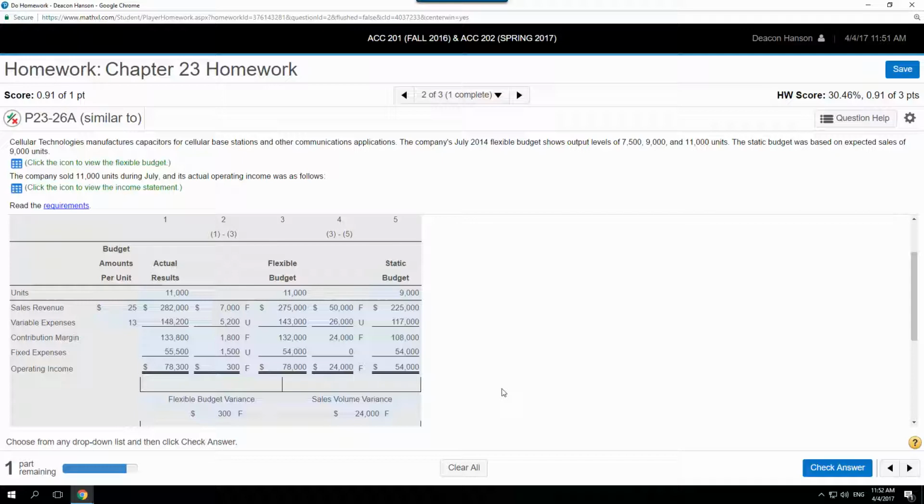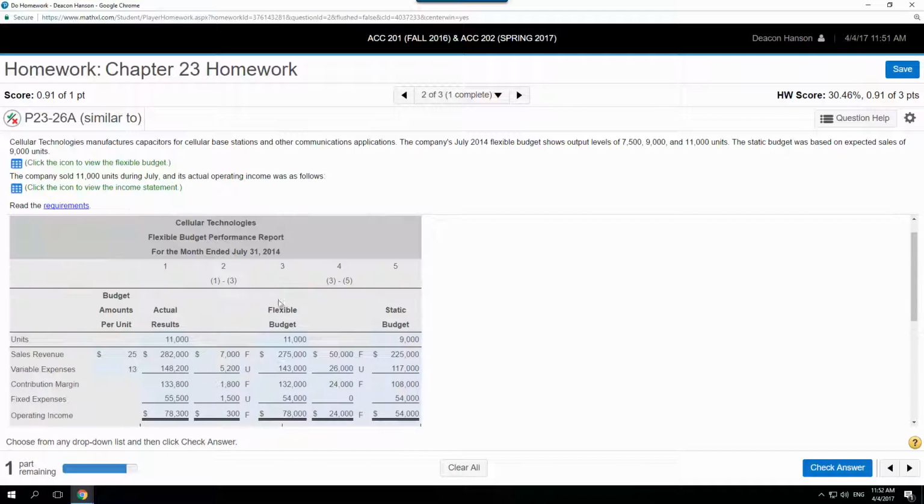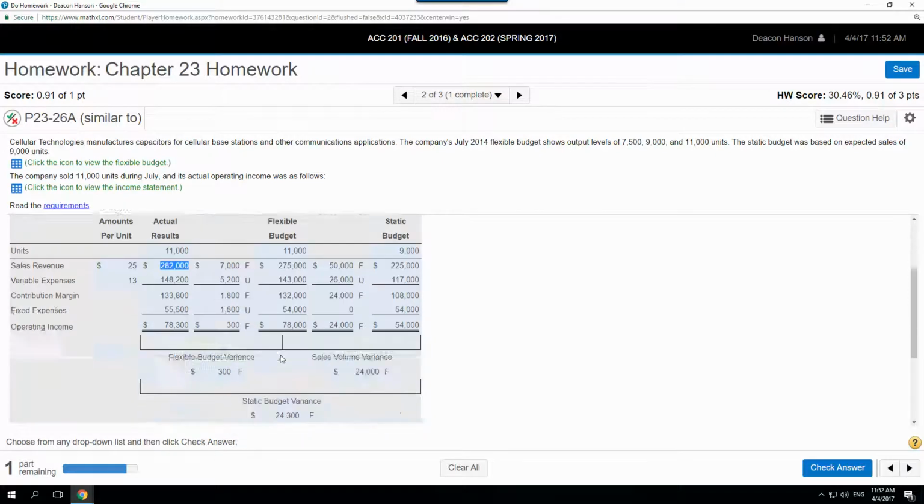Okay, so that would be true because when we do the comparison in the flexible budget variance category, we're not changing the volume. See, the volume stays the same, the number of units sold. So really, this total sales revenue difference is going to be driven by a higher actual price. Okay, so I like that one.